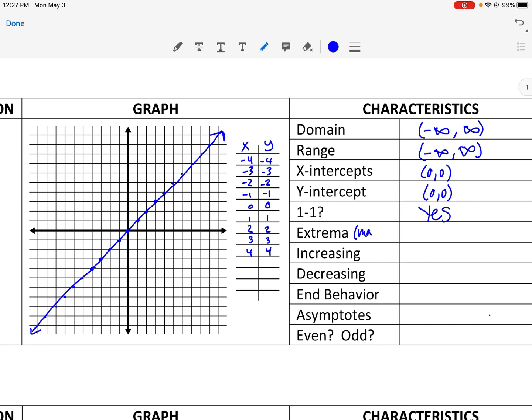Extrema, when we're talking about max and min values, max, min. And so in this case, since it goes up forever, down forever, there's not a lowest or a highest. So this is no max or min, so there are no extrema values.